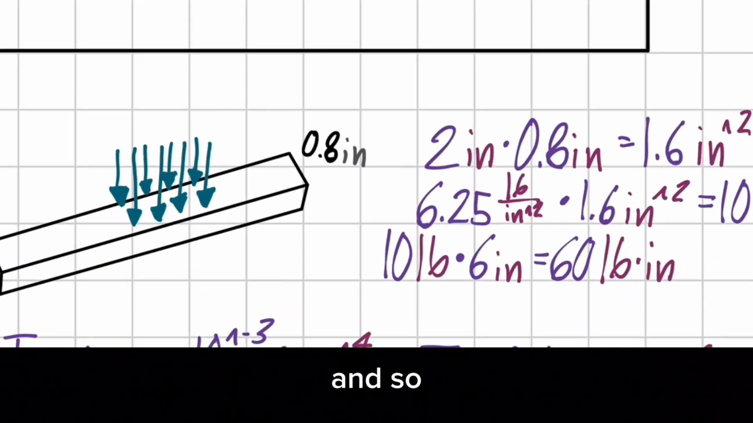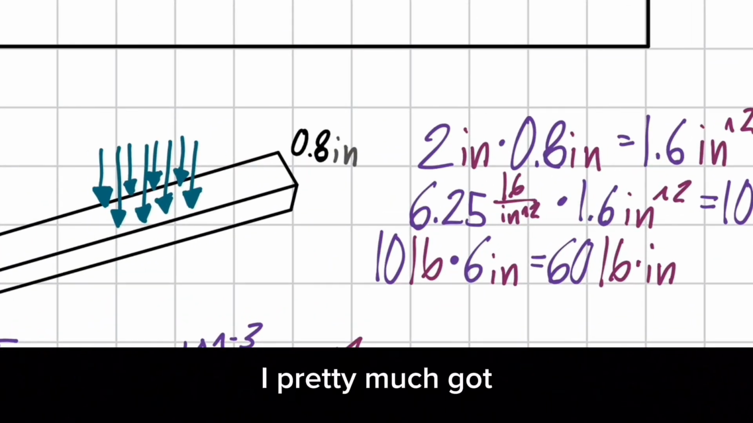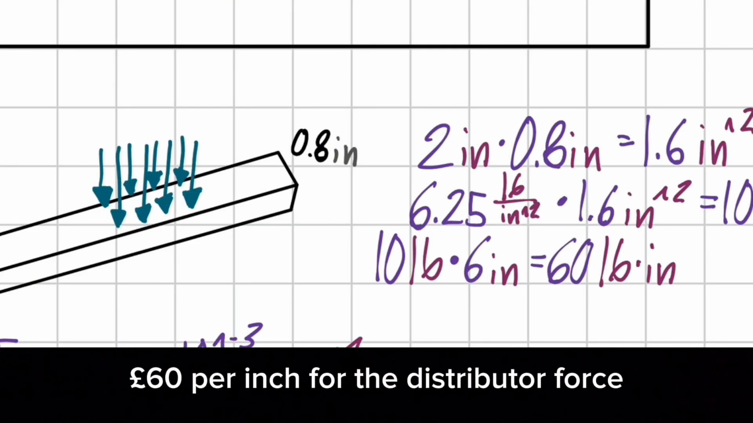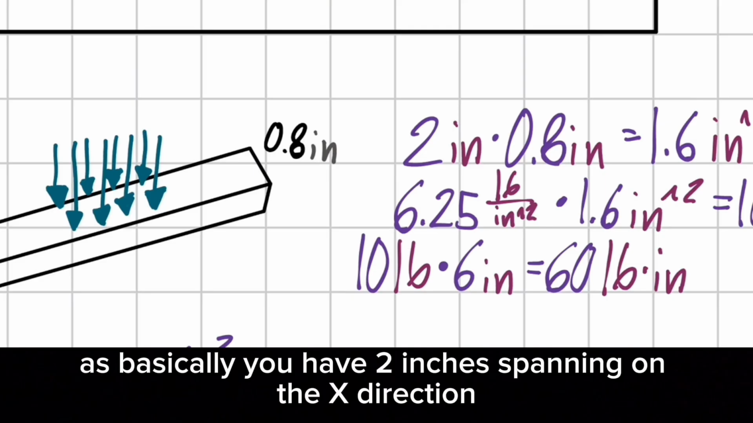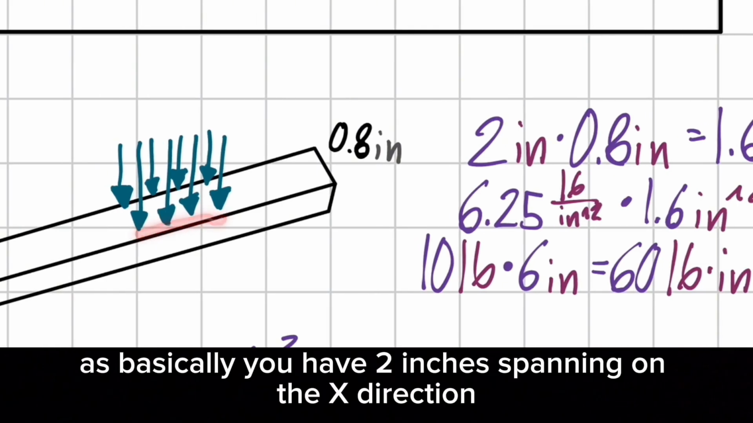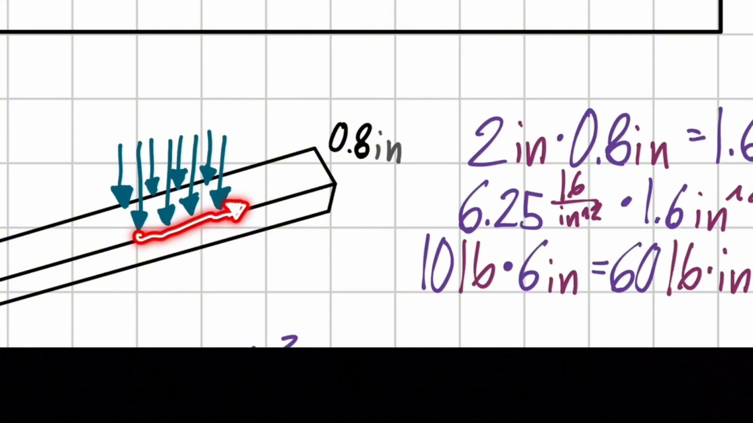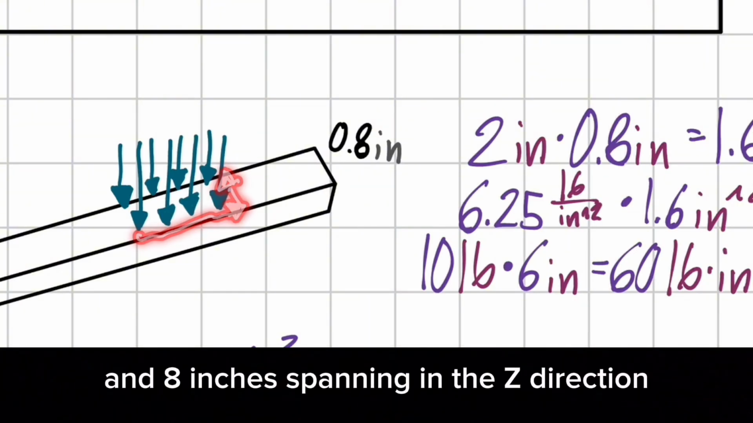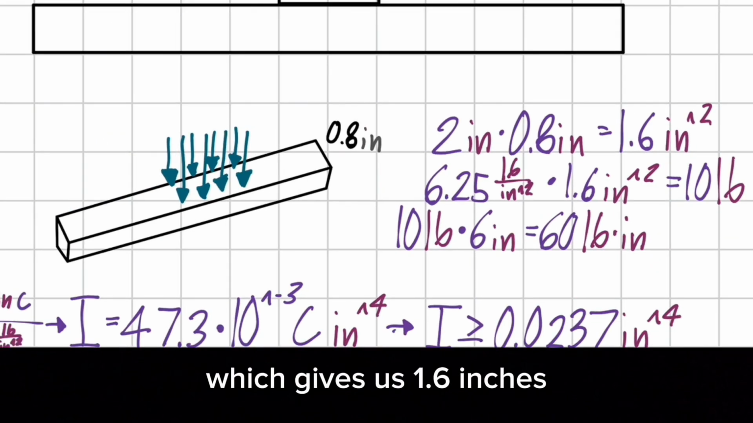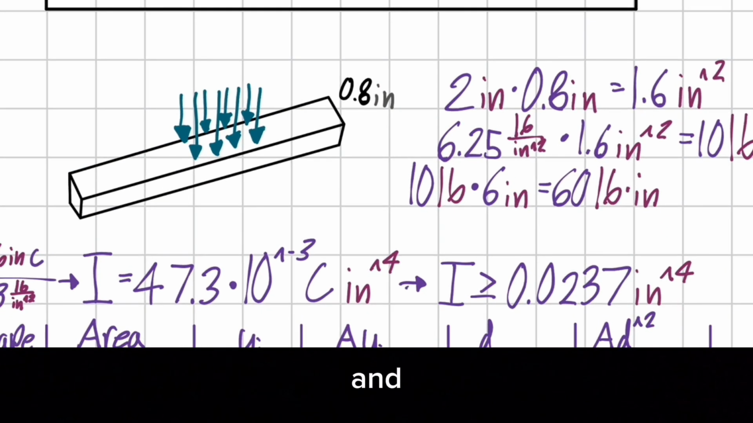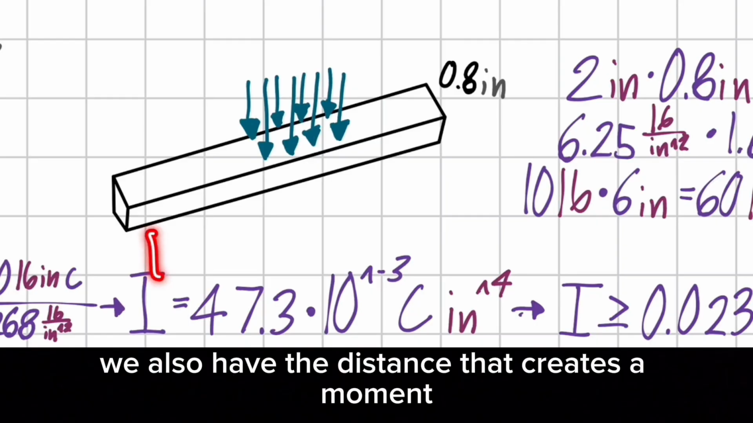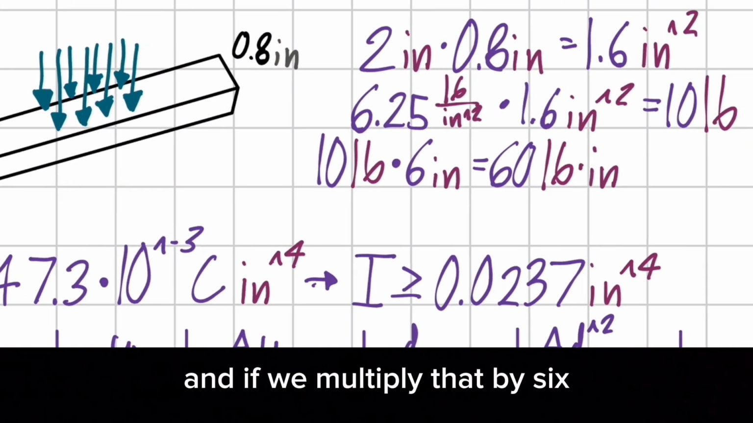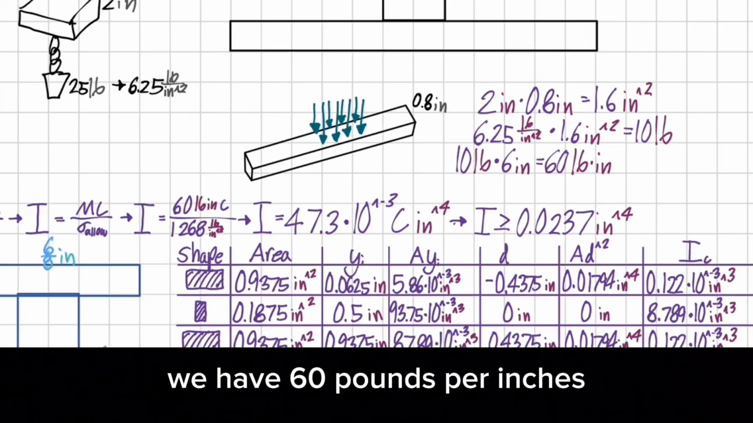And so I pretty much got 60 pounds per inch for the distributed force, as you have 2 inches spanning in the X direction and 8 inches spanning in the Z direction, which gives us 1.6 inches. And we also have the distance that creates the moment, and if we multiply that by 6, we have 60 pounds per inch.